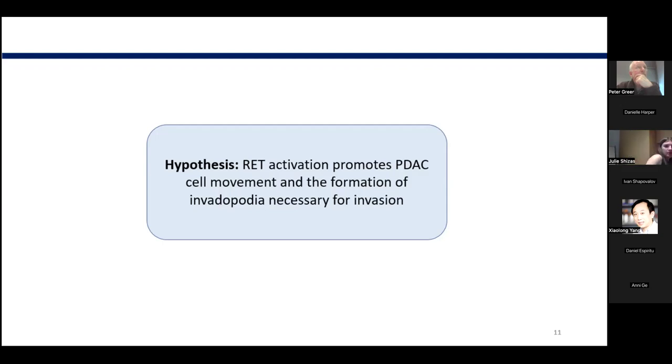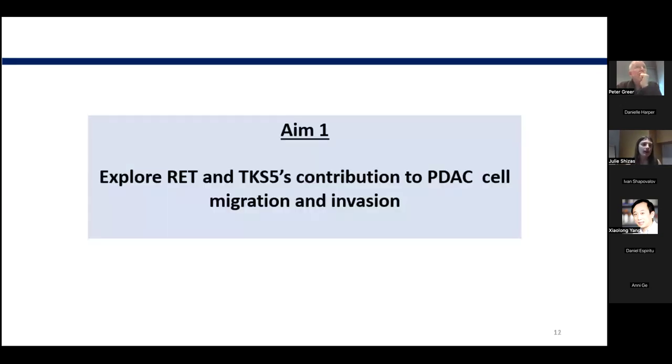But to address this hypothesis, my first aim was to generally explore both RET and TKS5's contribution to PDAC cell migration and invasion. To do so, I used two different cell models dependent on the assay, and I'll go into a little bit of detail about that now.